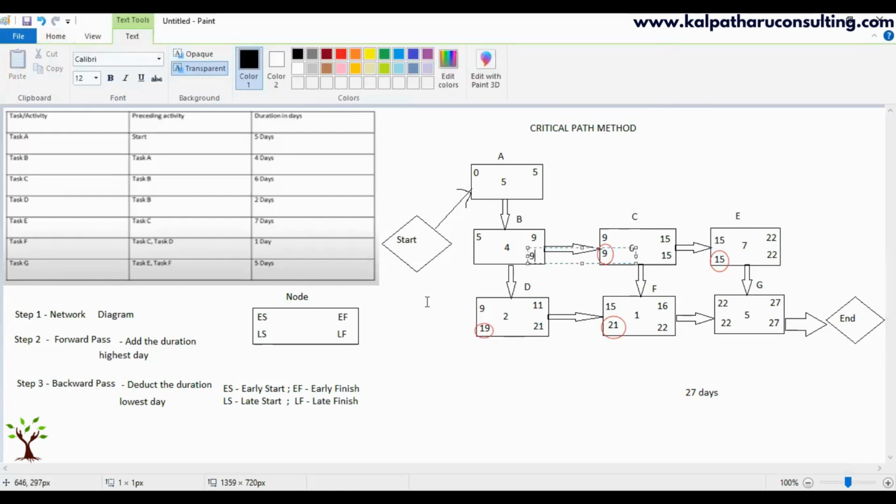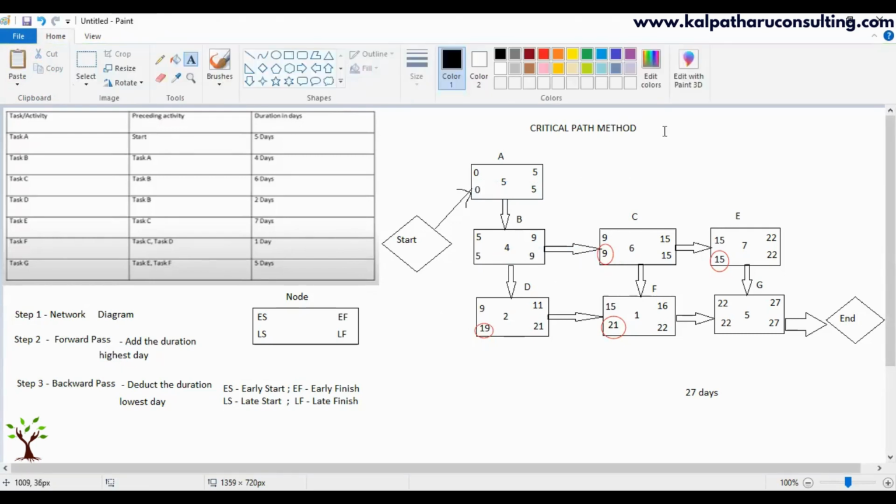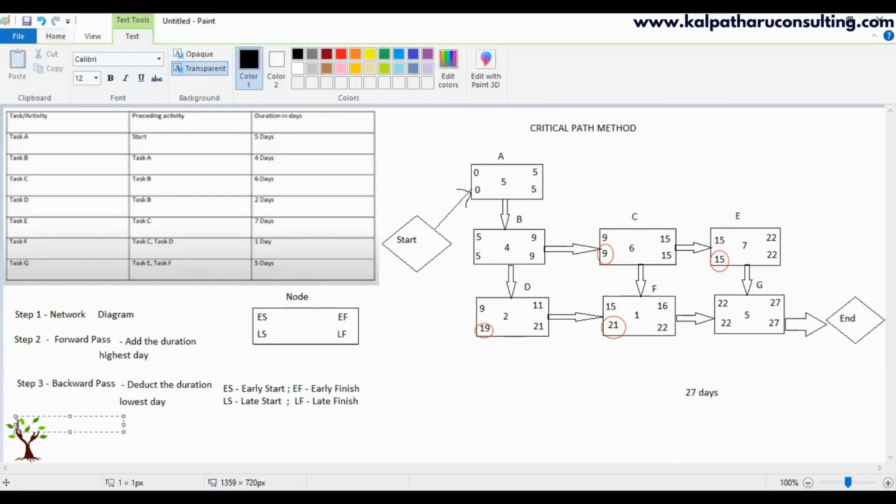Okay, 9. And then here, 9 minus 4 is 5. And here, 0. So we have completed the backward pass. Now, why did we do all these things, forward pass and backward pass? To do the next step. Step 4 is we are going to calculate float.